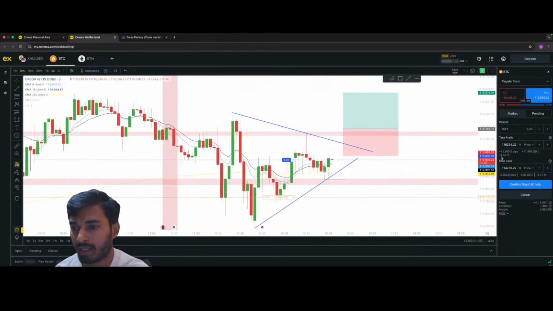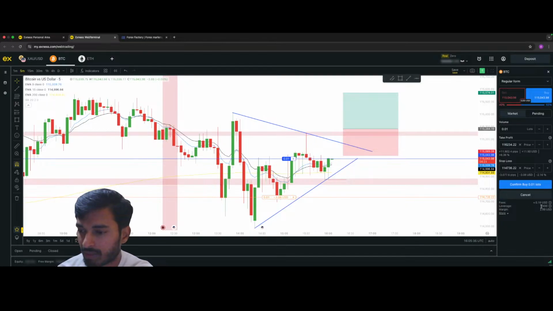If I click on buy, you can see over here, I'm doing it at 0.01, so the fee is 0.16 USD. The leverage is 1:400, I mean, if I invest $1, they give $400. So now my margin is 2.88, I mean, I am using 2.88 USD.